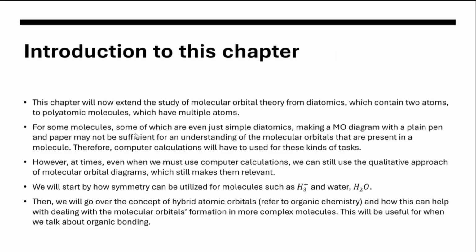Usually we'd use calculations to get the energies and also the forms of the molecular orbital diagrams. I will show an example of a program that I have for that, but even when we must use computer calculations, we can still use that qualitative approach of building molecular orbital diagrams. So they still haven't fallen off, they're relevant. We'll start off on how symmetry can be utilized for molecules such as H3+, known as the trihydrogen cation, and water, H2O. Then we're going to go over hybridized atomic orbitals, and how this can help when dealing with molecular orbital formation of more complex molecules, especially if you're going into organic systems.